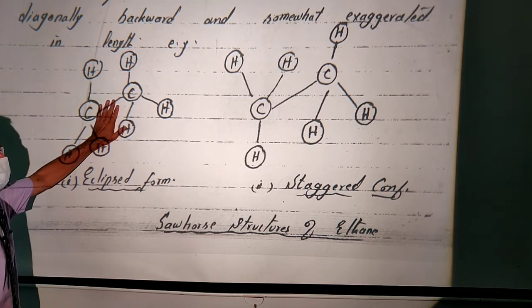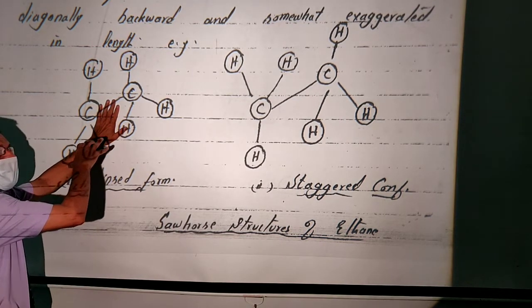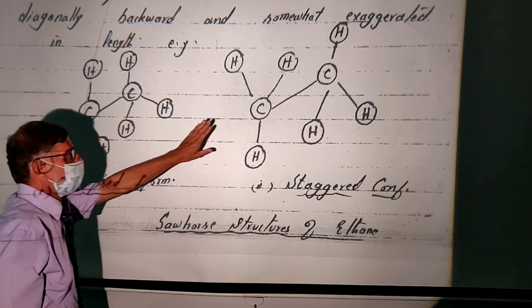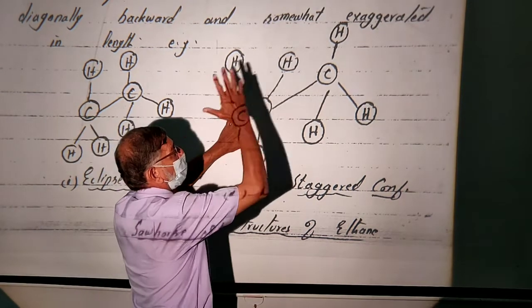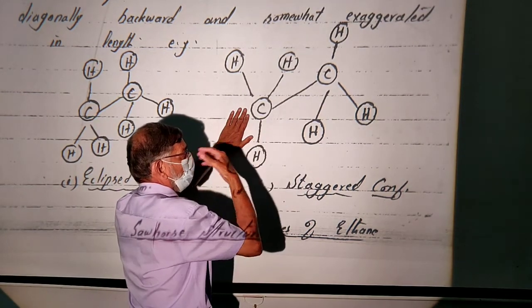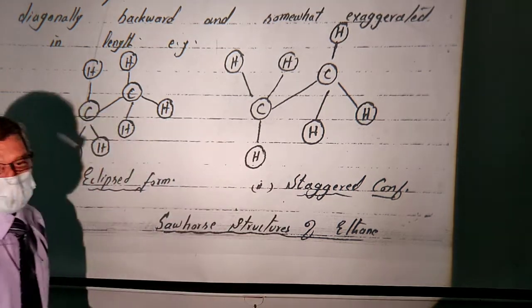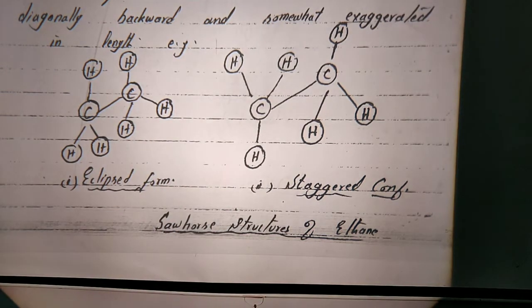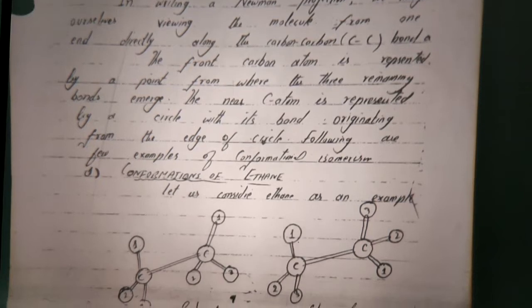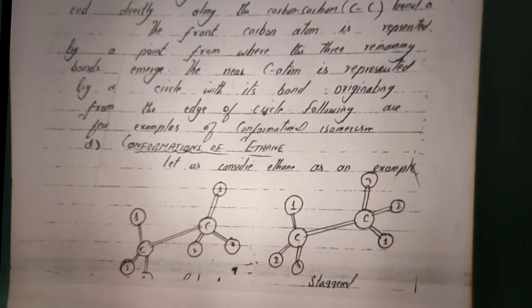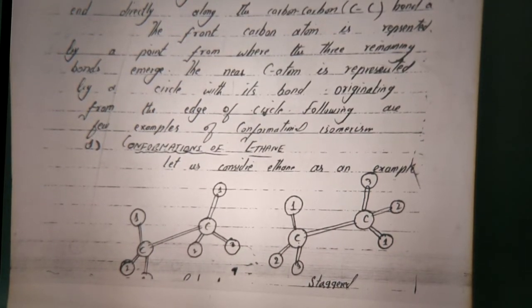In the eclipsed case, the ligands are closer to each other, and energy is higher. In the staggered case, the attached ligands are far apart, and they have the least energy, so the system is more stabilized. We have explained the Sawhorse projection. Now we are moving towards the Newman projection.